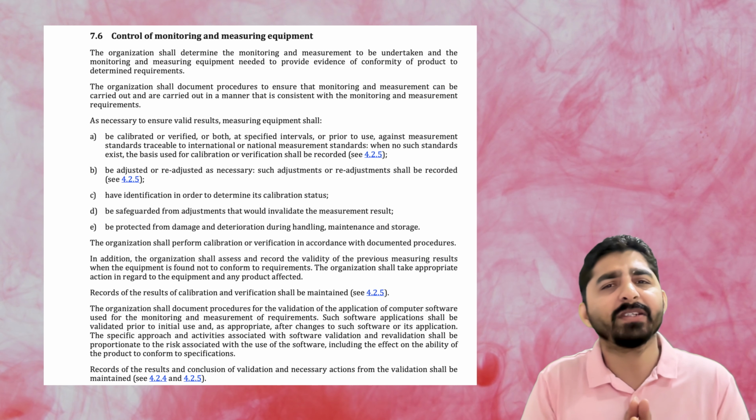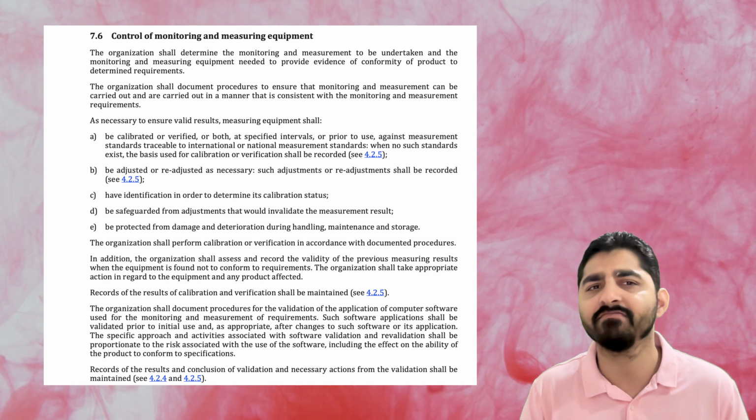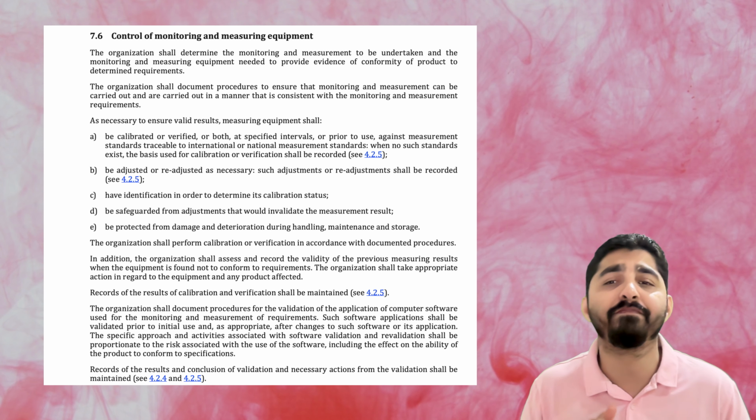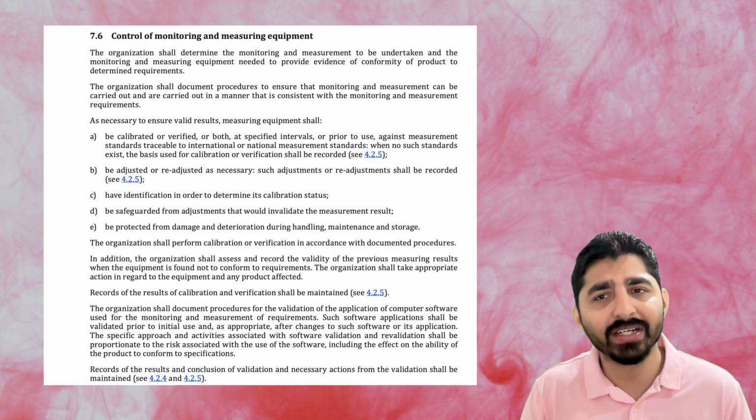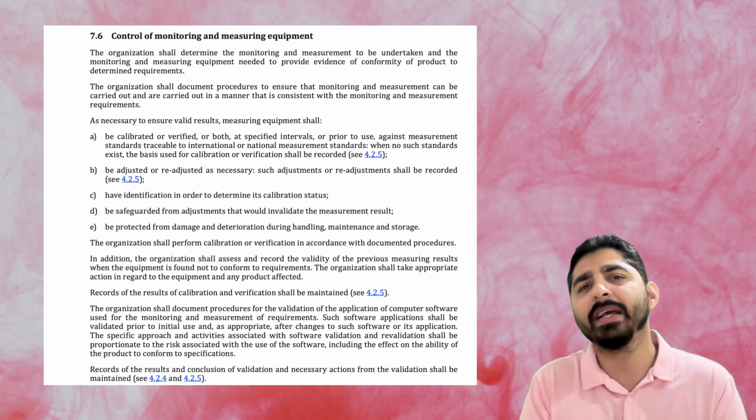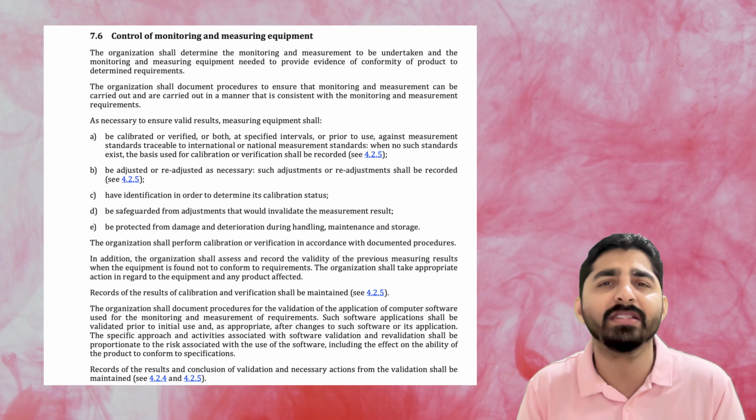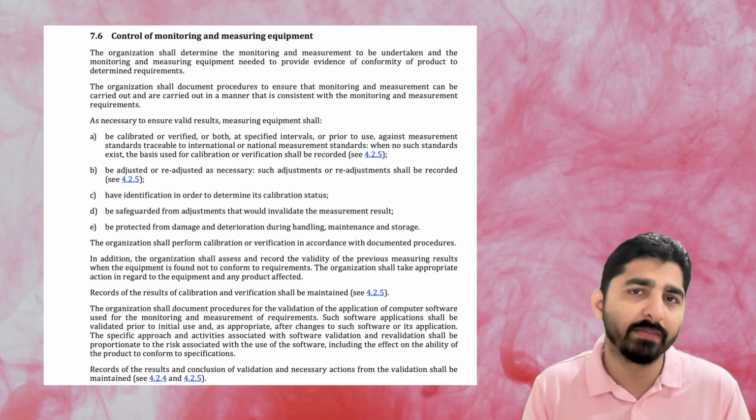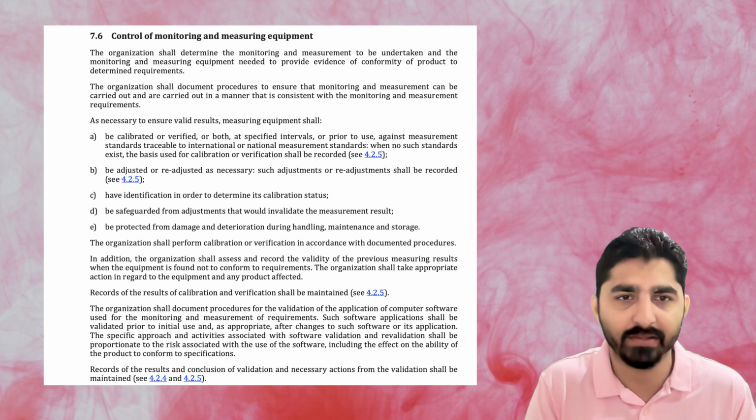The organization shall perform the calibration or verification in accordance with the documented procedures. Right? So this is very simple to understand. In addition, the organization also needs to assess and record the validity of previous measuring results when the equipment is found not to conform to the requirements. The organization shall take appropriate action regarding the equipment and any product affected. So based on the calibration result, let's say the equipment is not complying with the given range as per its specs, the organization needs to take action, whether to troubleshoot that equipment, replace it, or get a new equipment in place, for example, right?